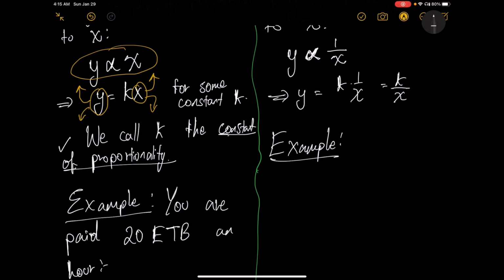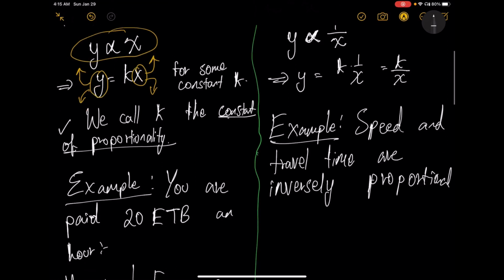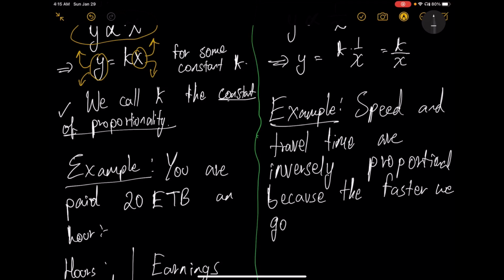እስቲ አሁን ደግሞ ኤግዛምፕል እንመልከት። inversely proportional፡ speed and travel time are inversely proportional because the faster we go the shorter the travel time.